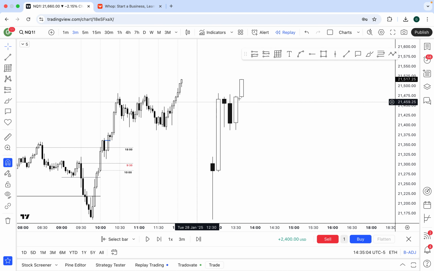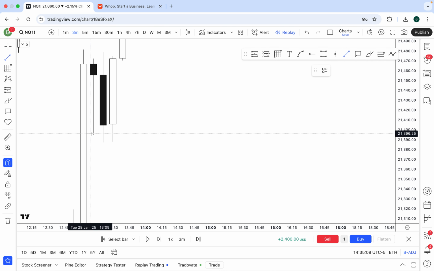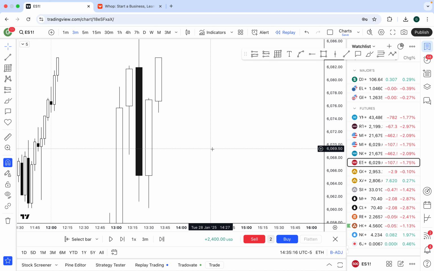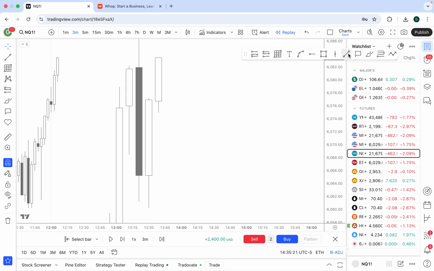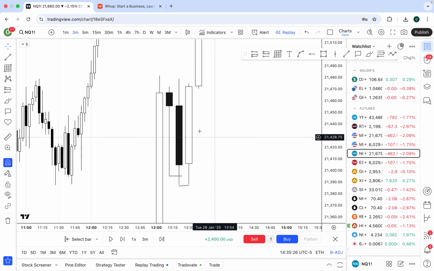So what is an aligned version? It would be something like this. We have this closure here. When I look at the other asset, we have an SMT here. So see how we create this SMT right here? ES makes a lower low. NQ does not. So within this candle here, this is a candle 2 closure mechanically, right?